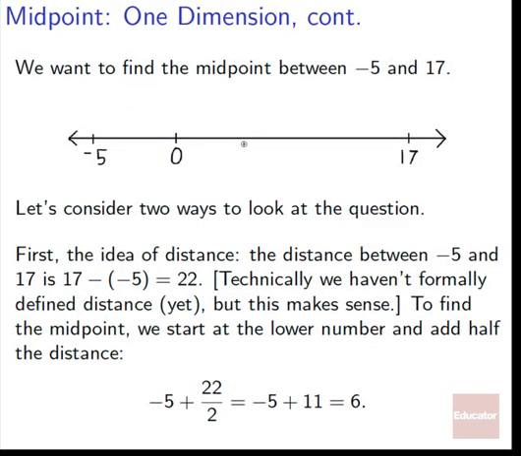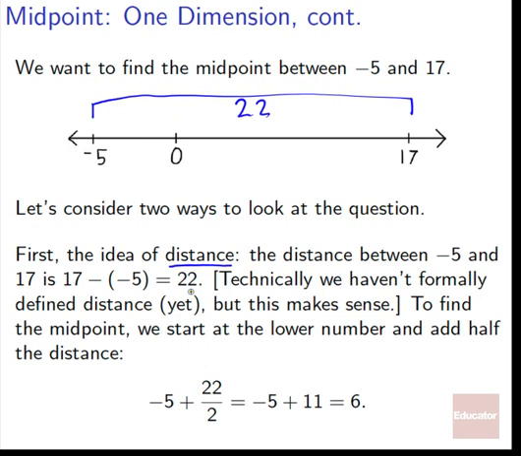There's two ways we could approach this idea. Say we want to find the midpoint between -5 and 17. First, we can look at it through the idea of distance. So the distance between -5 and 17: how far would we have to travel to get from -5 to 17? We'd have to travel 22, right? From -5 to 0, we travel 5, then from 0 on to 17, we travel another 17. We can also look at it as 17 minus the guy before him, -5. We get 22 either way we do it. Technically, we haven't formally defined what distance means. We will in just a little bit, but this makes sense. We can see, yeah, that should be 22.